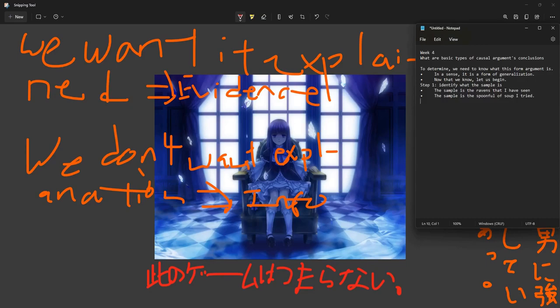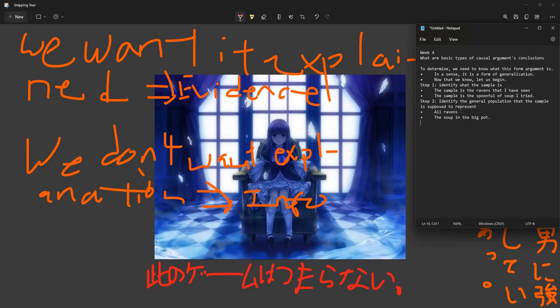Identify what the sample is. The sample could be something along the lines of ravens that I have seen, or it could be a spoon of soup that I tried. And then we have to identify the general population that the sample is supposed to represent. In the first one, you can make the claim that it is all ravens, or all ravens in area X, and so on and so forth.